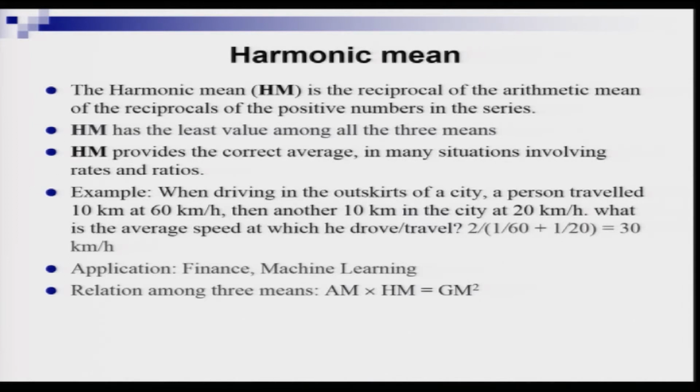What is it? A harmonic mean is the reciprocal of the arithmetic mean of the reciprocals of the positive numbers in the series. Again, note that if you are interested in computing harmonic mean, it has to be positive numbers only. Now, there is an interesting relation here between AM, GM and HM, and from that relationship we know that harmonic mean has the least value among all the 3 means.